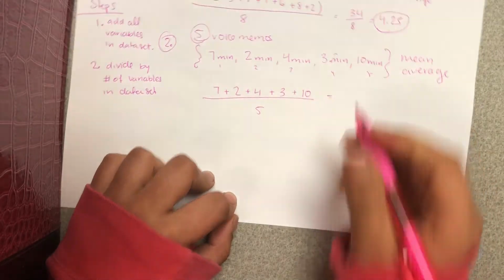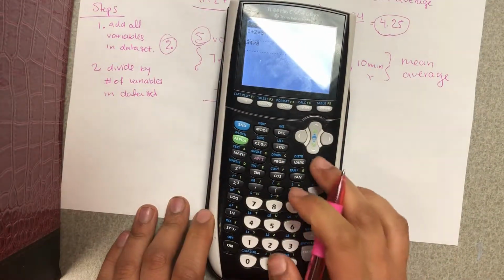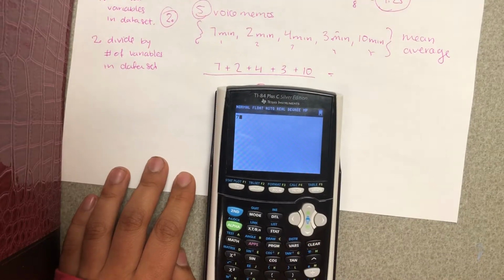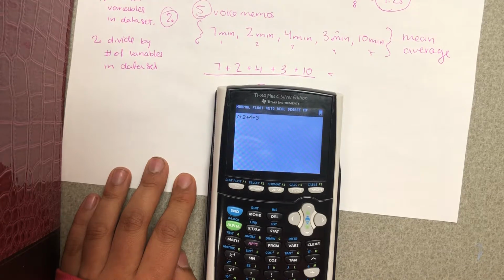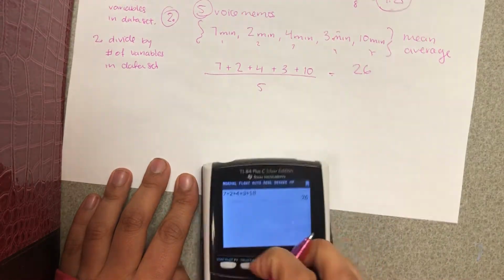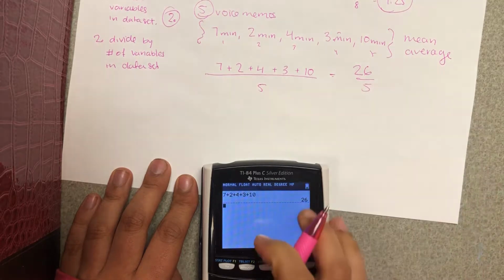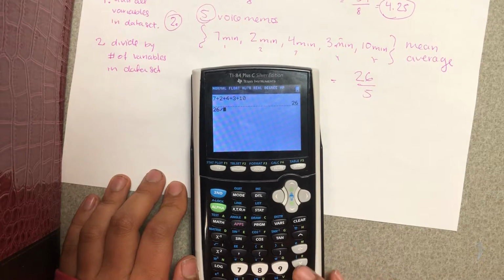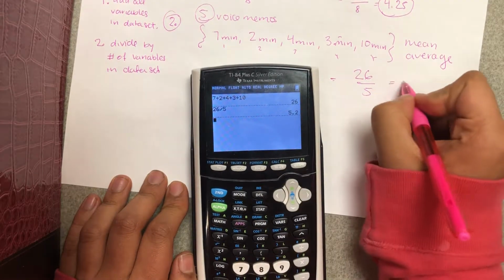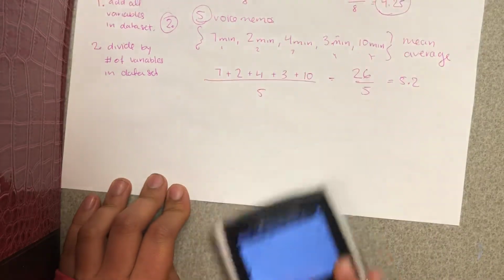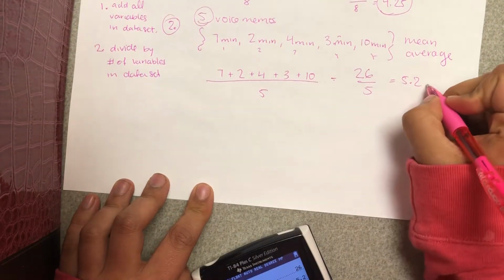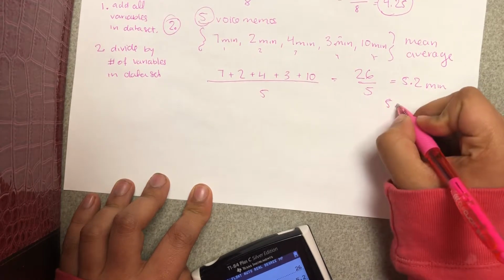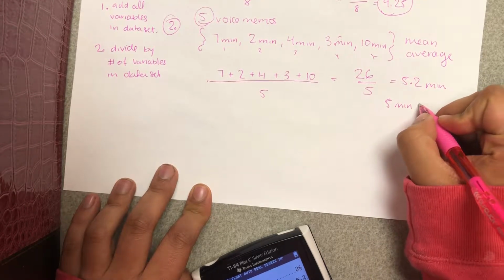So now when we calculate this, we'll do 7 plus 2 plus 4 plus 3 plus 10, and we get that to be 26, and we're dividing it by 5. 26 divided by 5 is 5.2. So the average length of a voice memo from 5 voice memos is 5.2 minutes, or 5 minutes and 20 seconds.